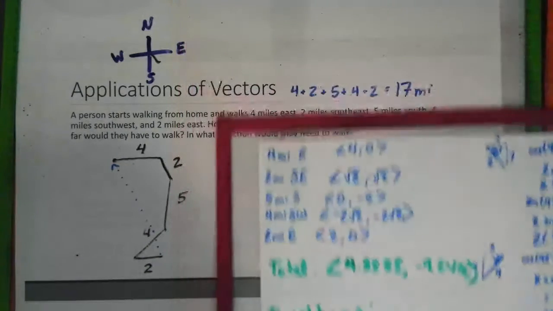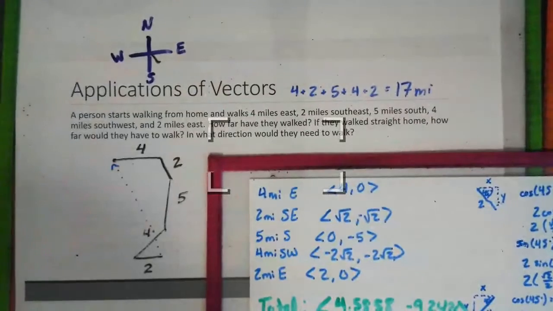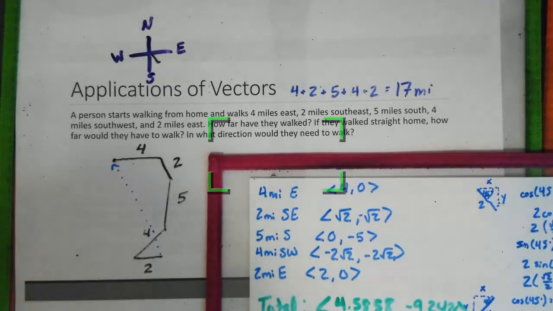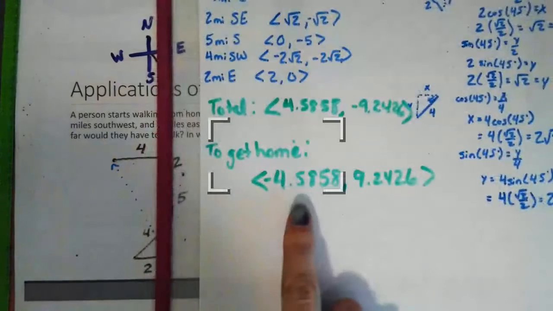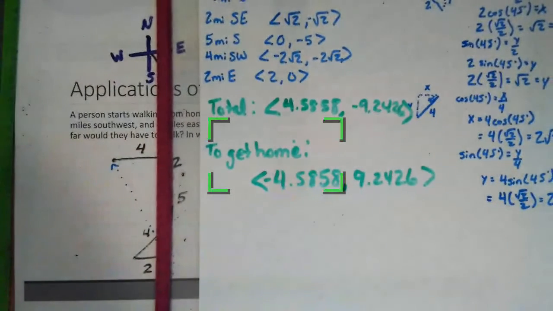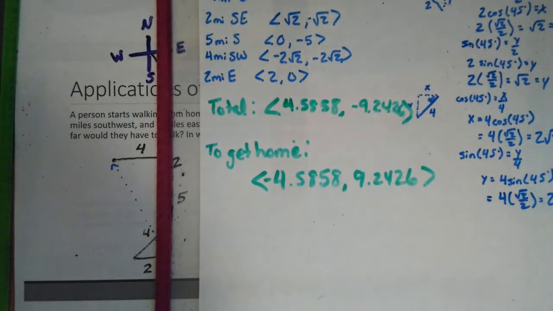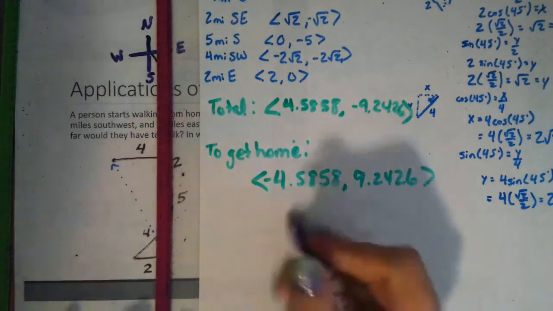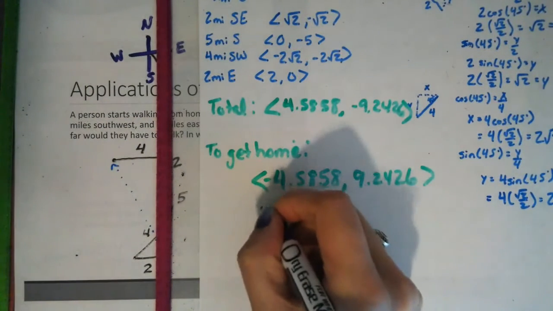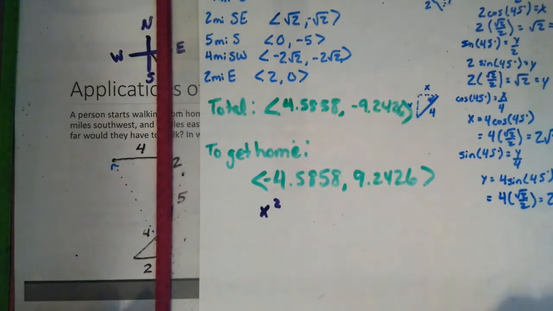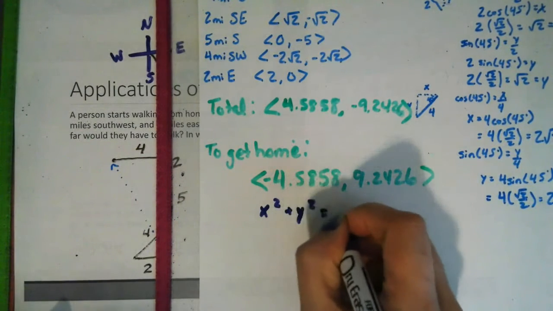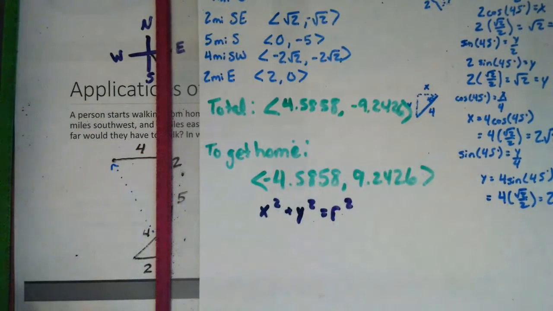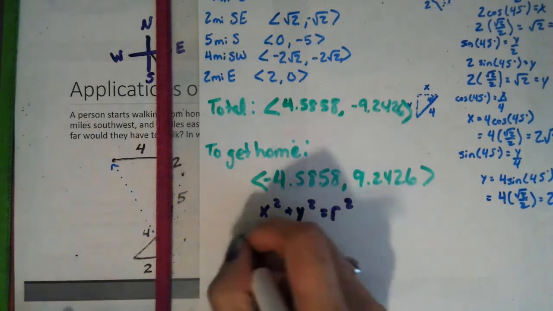So we already answered how far they've walked total. That was the 17 miles. Now we need to know if they walked straight home, how far would they have to walk? Well, we know it's this much in the x direction and this much in the y direction. So we can use x squared plus y squared equals r squared, or the magnitude of a vector squared, however you want to think of it. I'm going to use r squared because that's just easier to write.